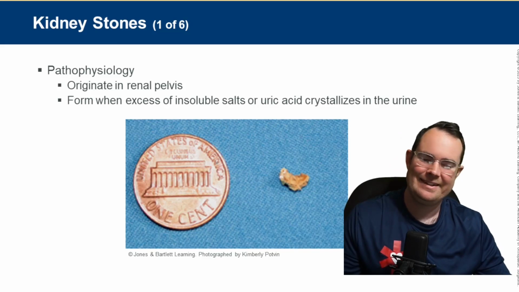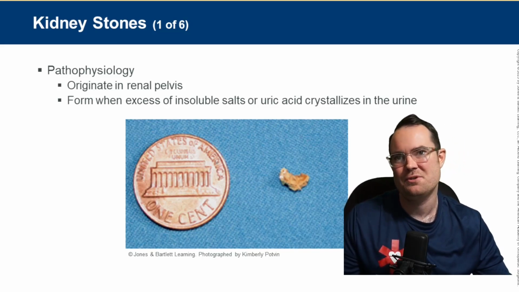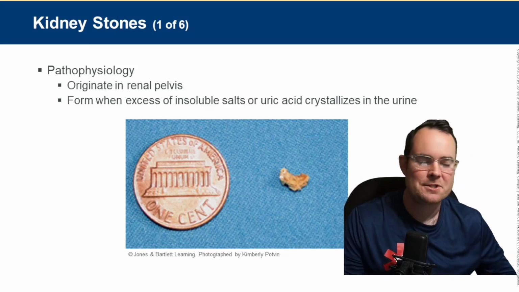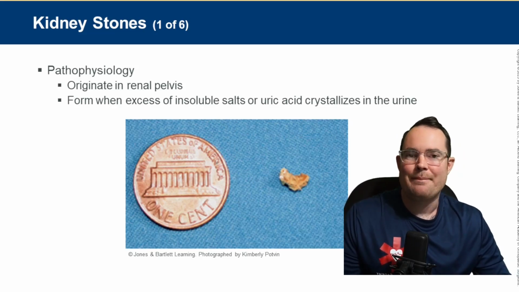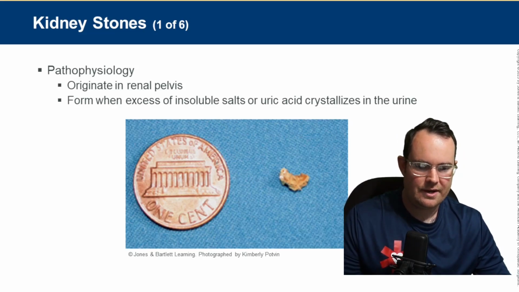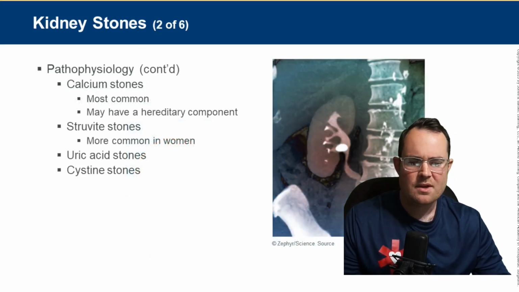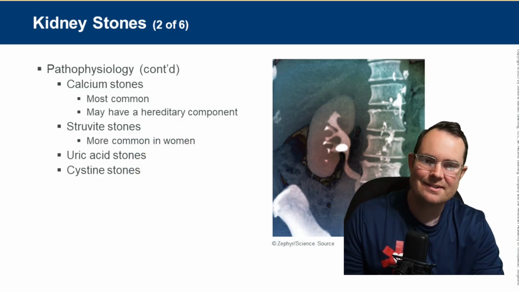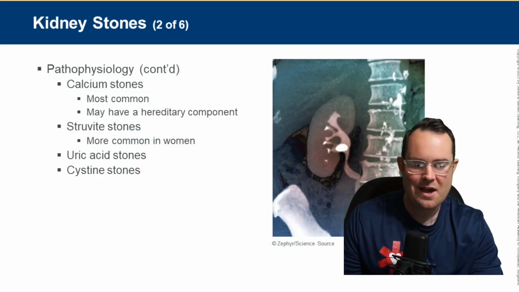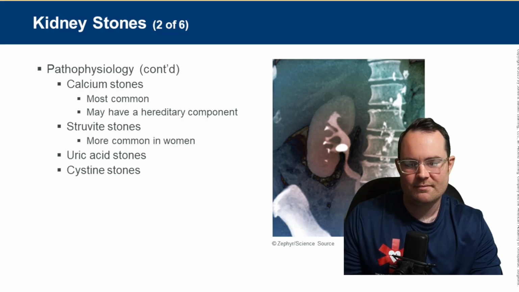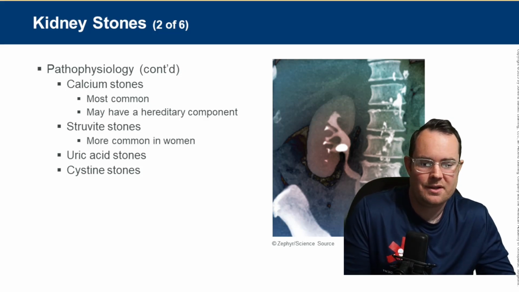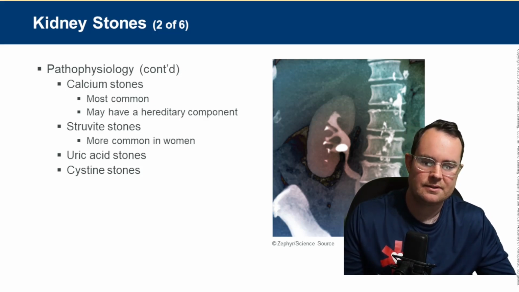And let's be honest, once these stones are passed, it pretty much cuts up everything on its way out. So there will be blood in the urine. And I hear it is not pleasant. Okay. Most common stone is called a calcium stone. This is actually 80% of renal calculi. So understand if you ever get a question that says like, what is the most common? It is a calcium deposit.